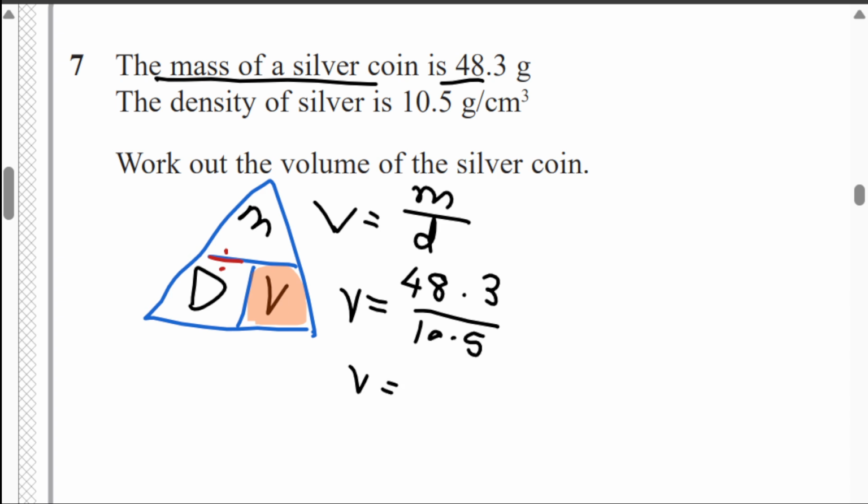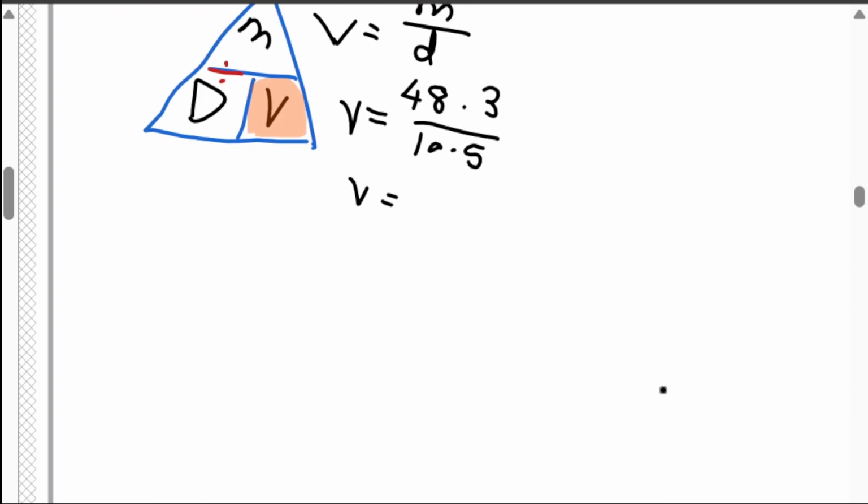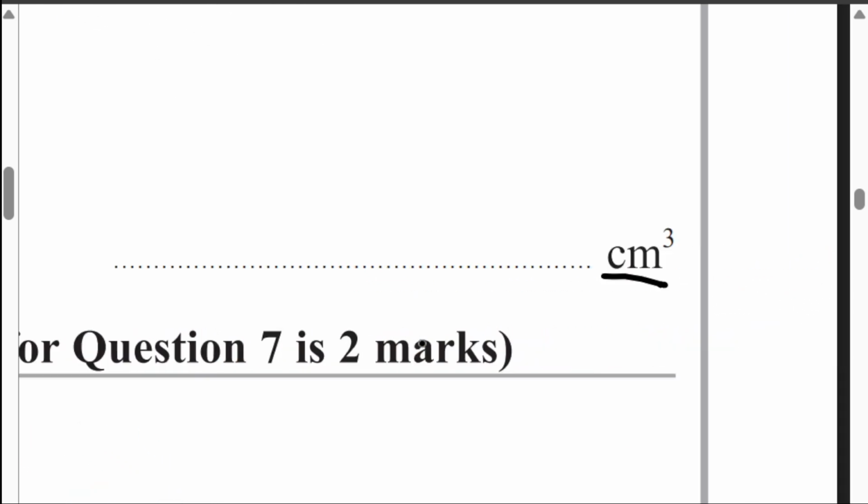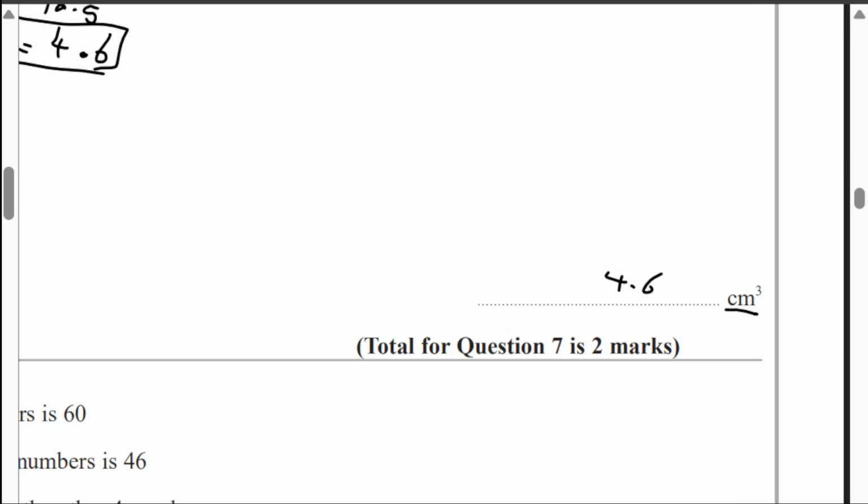This is a calculator allowed paper, so just plug this into your calculator. It gives you 4.6. Do you need to know what the units are for this? No, you don't. You just need to know it's 4.6, and the units are already written here. So it's 4.6, and they wrote centimeters cubed.